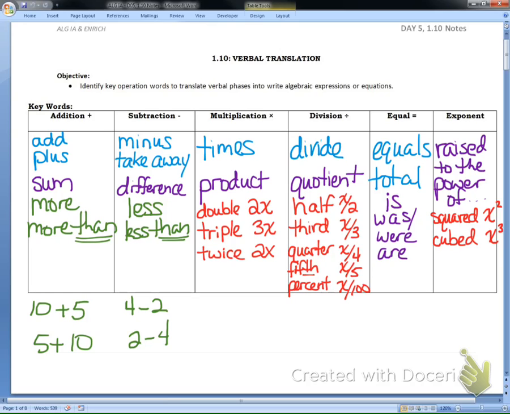Now, this might be a bad example because if we're talking about money and if you use your integer rules, if I take 2 minus 4, the answer would be negative 2, and 4 minus 2 is a positive 2.